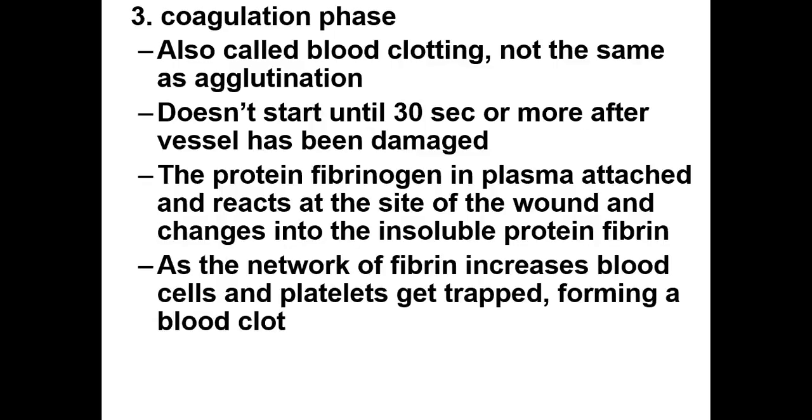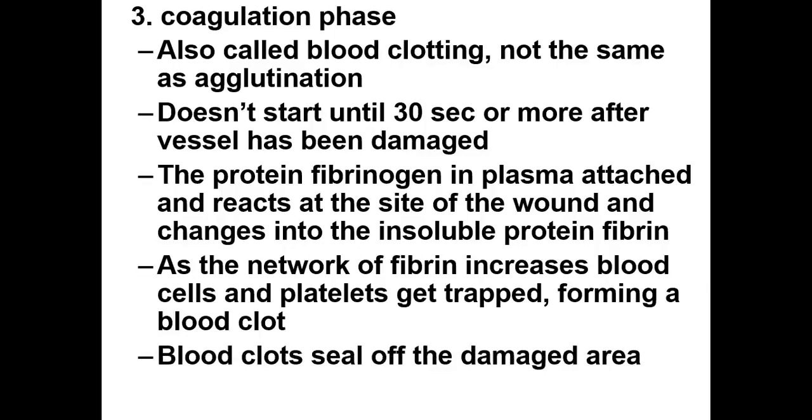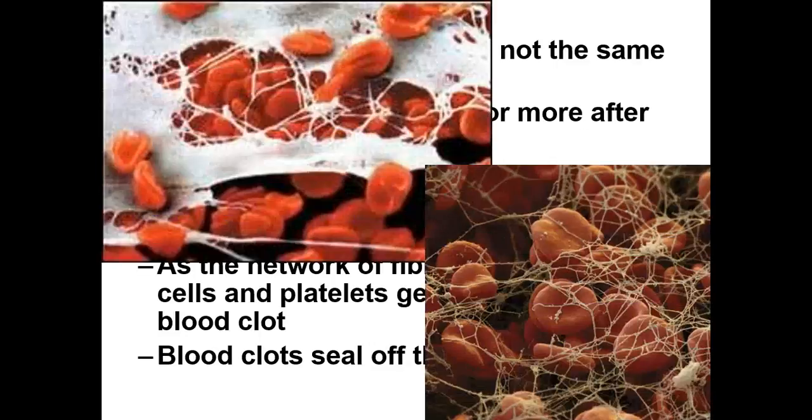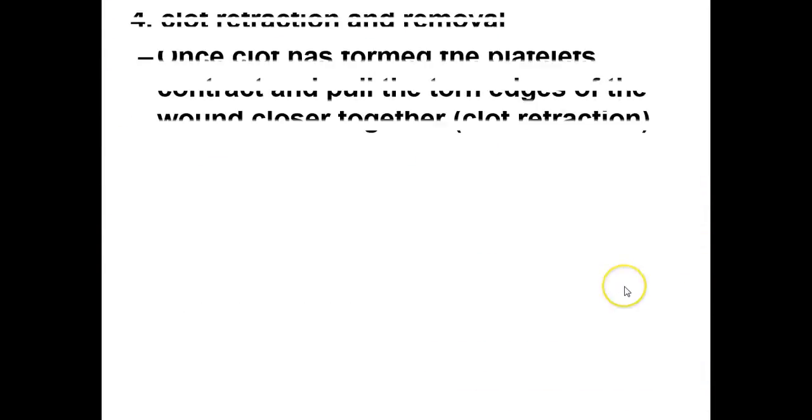As that network of fibrin increases, things like white blood cells, red blood cells, and more platelets all get trapped in there and help form the overall clot as a whole. That blood clot then allows the damaged area to be sealed off, and repair and healing can start occurring. Here you're seeing actual scanning electron microscope images of a blood clot forming. All of this network of strings would be the fibrinogen, and here it's forming a hardcore version of the clot. Notice that there are red blood cells trapped within that.